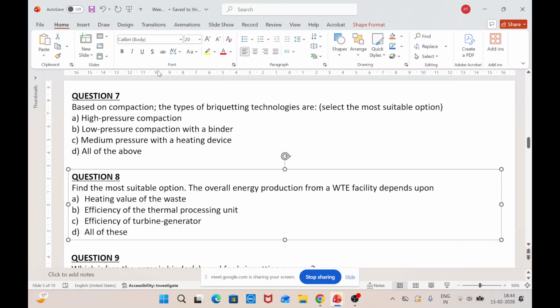Yes, this answer is a straightforward one. Based on the compaction, the types of briquetting techniques are high pressure, low pressure, medium pressure, or all of the above.